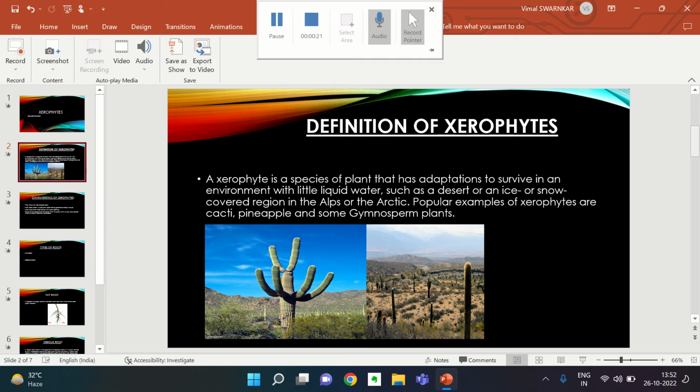They have some adaptations so as to survive in an environment like a desert, where we find very little liquid, mostly deserts. Like in India we have the Thar desert, in Africa we have the Sahara desert. It can be ice and snow covered regions like Antarctica, the Arctic, also Ladakh in India, that's lying in Jammu and Kashmir. It's also considered one of the cold deserts. So the plants that are found usually at such places are cacti, pineapple, and some of the gymnosperms.